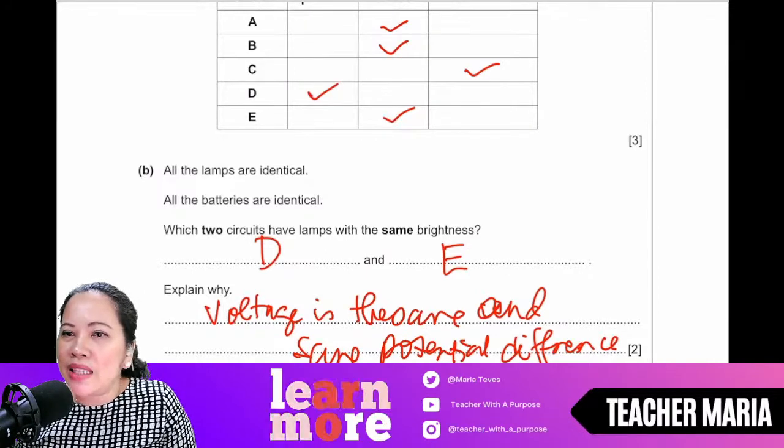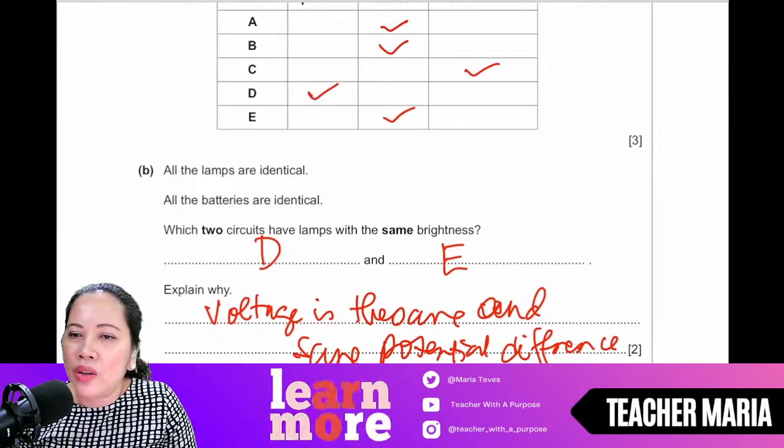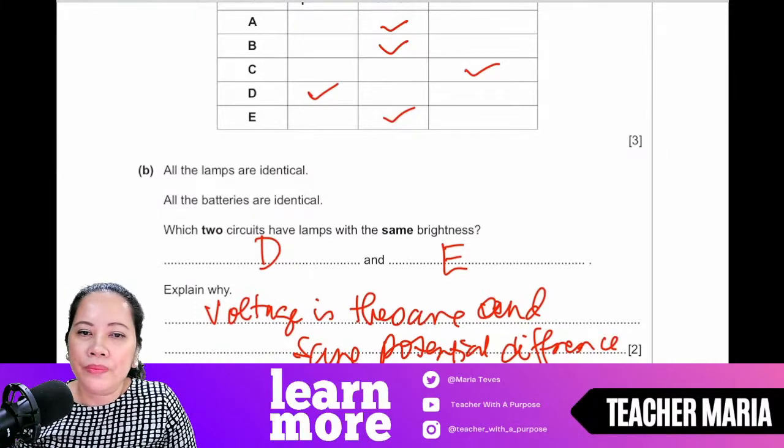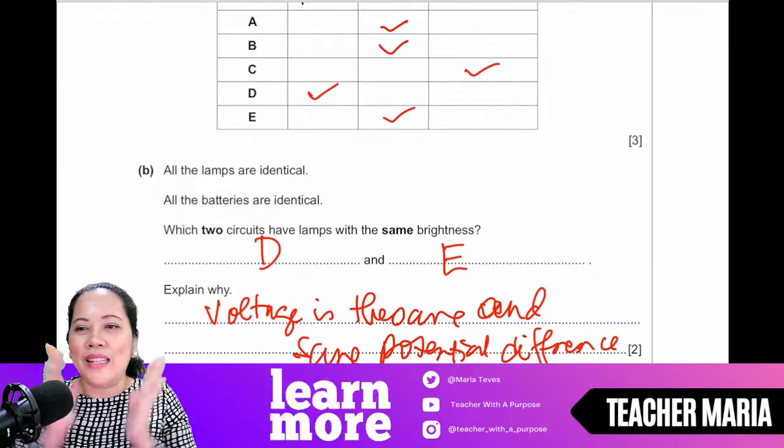If you would say the same current, yes, that's okay as well. Your I is the same. Same power, yes. Same energy, yes. Okay? All right, so we are done.